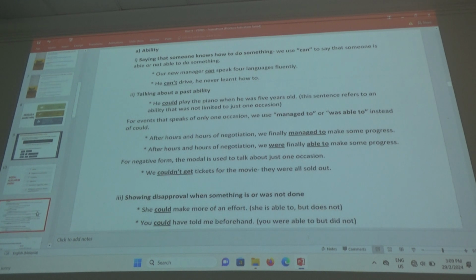Okay, just give me another 2 slides and then we take a break, alright? I need to finish this chapter today. Okay, ability. Okay, Josie, can you please read?